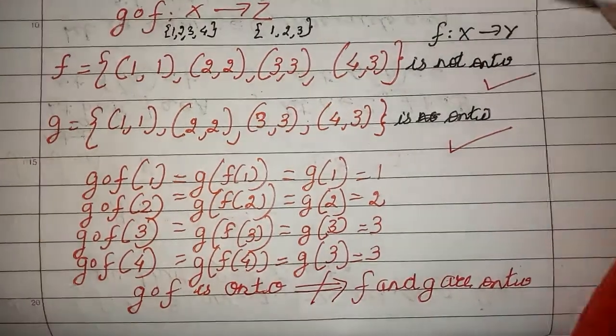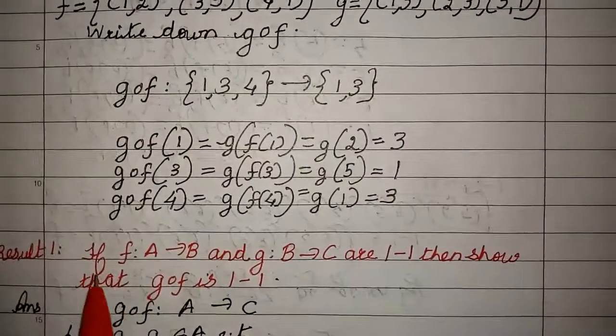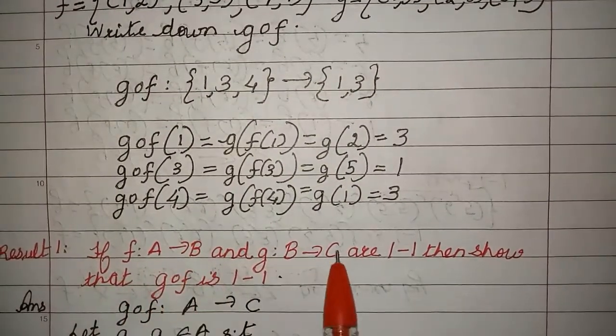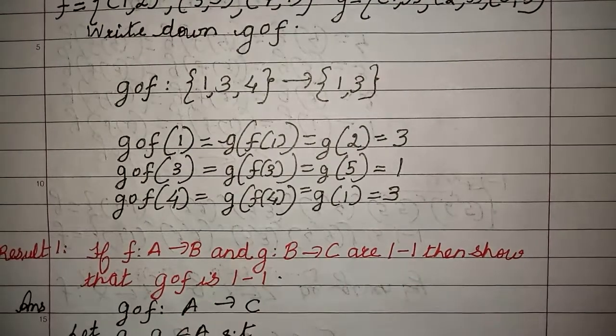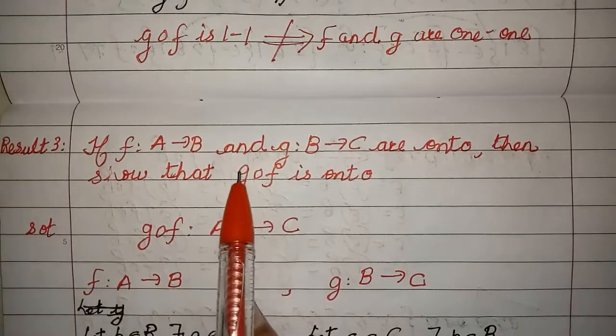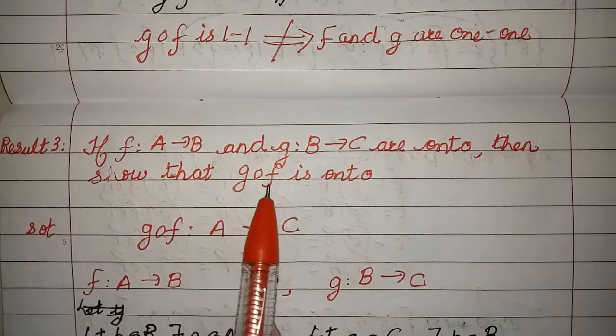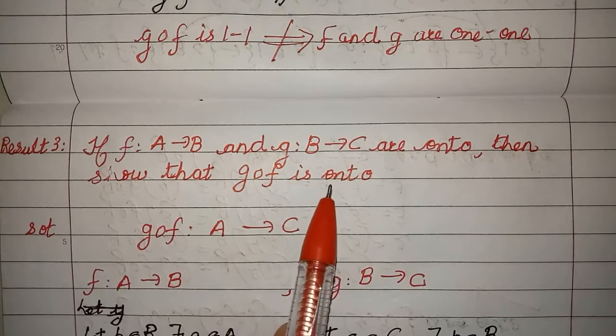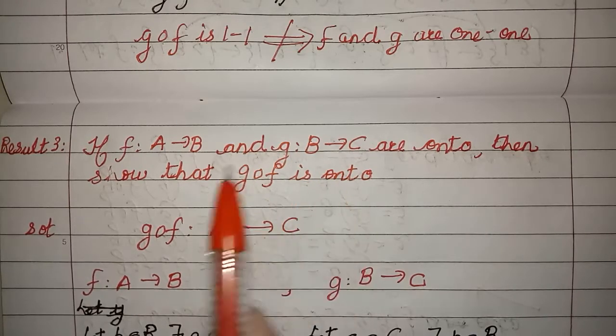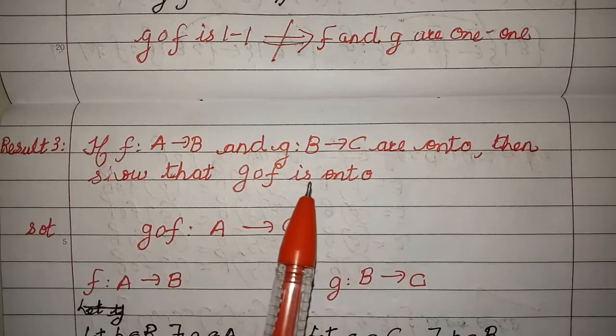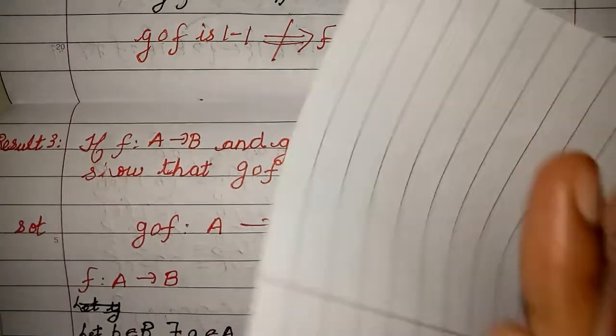It is a very, very important result, children. I will again highlight it. If f is a function from A to B and g is a function from B to C are one-one, then g composite f is one-one. Similarly, if f from A to B and g from B to C are onto, then g composite f is also onto. But the converse is not true. I hope you have understood, children.